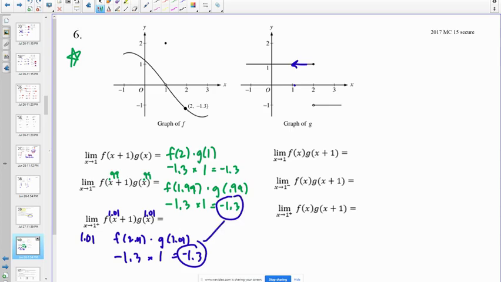These two numbers are the same, okay? So therefore, the limit of this expression as x goes to 1 is also equal to -1.3. I'm not sure if this method was right, but it did give us the right answer. When you plug in 1 here and 1 here, what you get is the limit as x approaches 1 of f at 1 times the limit as x approaches... you get g of 2 here, kind of.